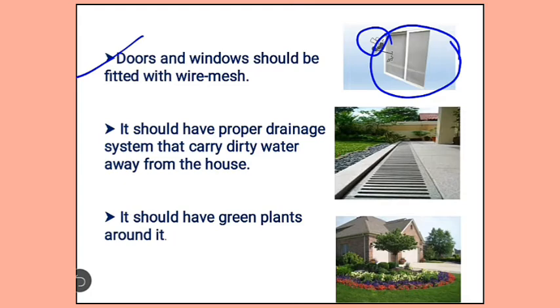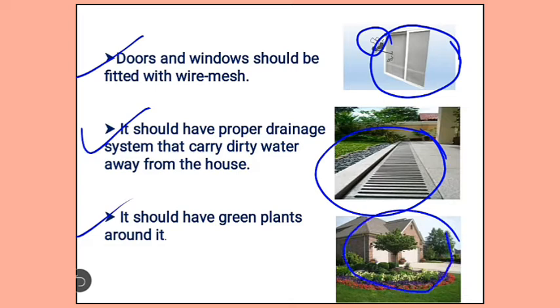It should also have a proper drainage system that carries dirty water away from the house, and it should be a covered one, as open drainage will lead to breeding of insects causing illness. And yes, a good house should also have greenery or green plants around it so that we can get fresh air, because plants take in carbon dioxide and give us oxygen, the life saving gas.